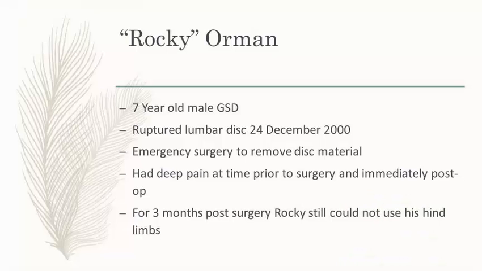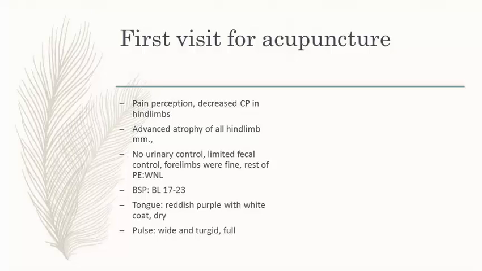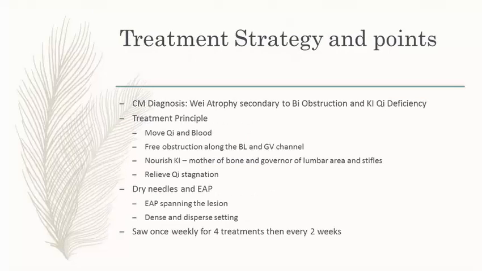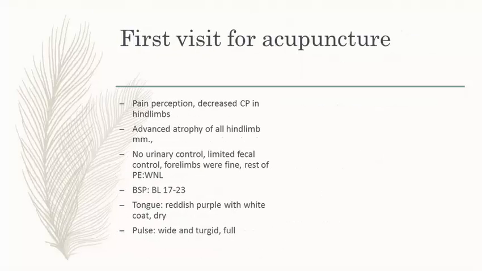So when I first saw him, he did have pain perception, but he had decreased conscious proprioception in the hind limbs, obviously. Oh, shoot. Okay, so this would be considered a Qi deficiency distal to the site of the incident. He had advanced atrophy in all of the hind limb muscles, so this is going to be your Wei atrophy, right? Had no urinary control, limited fecal control. His forelimbs were fine, and the rest of his physical exam was within normal limits.